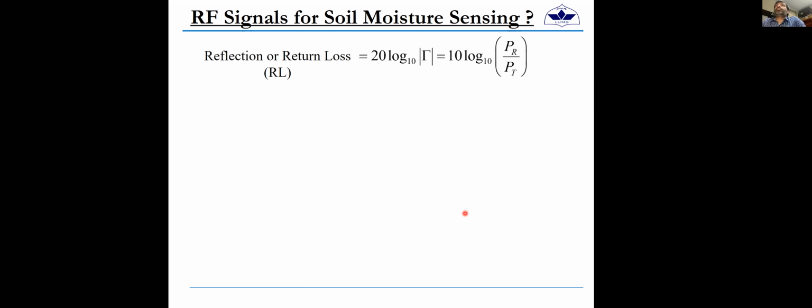All of us know कि हम जो है वो 20 log जब ले लेंगे तो जो हमारे पास quantity आएगी वो इन किस units में होगी? We call it dB units, decibel units. So this quantity here we define it or we name it as reflection or return loss, which is 20 log of absolute value of this gamma. Now this gamma is nothing but ratio between, as I have already told you, received power to transmitted power.